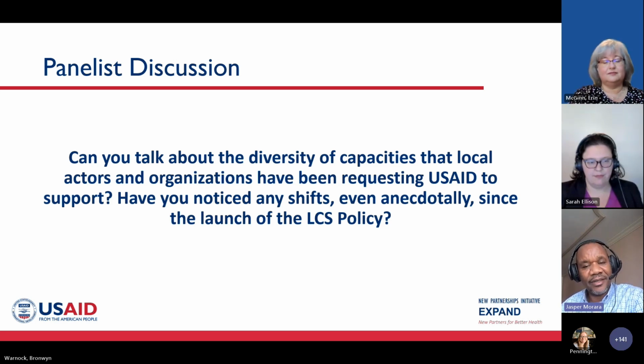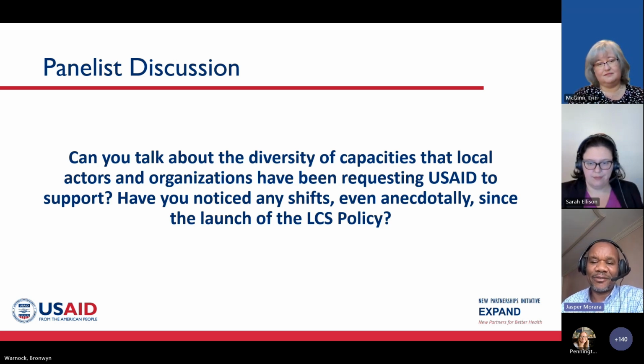There's, of course, the need, and this related to aligning to USAID compliance requirements, to strengthen internal systems. There's also the need to focus on staff capacity strengthening as an incentive to keep staff in the organization longer. So those are some of the observations I made as we were implementing the NPI EXPAND capacity strengthening agenda.